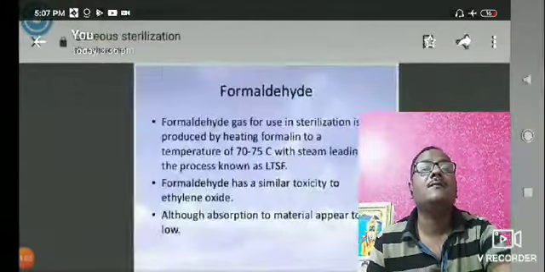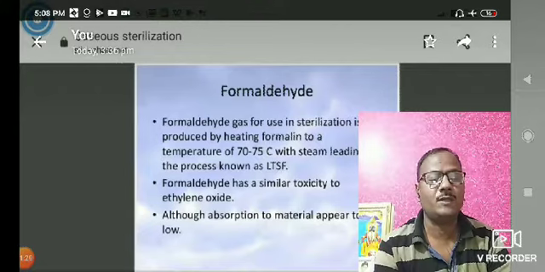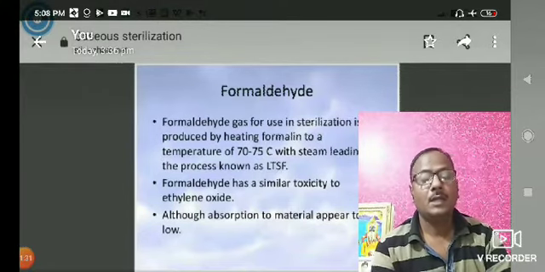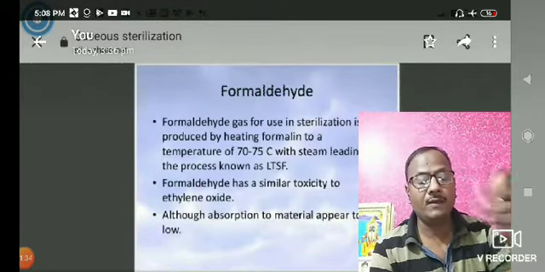Apart from that, we can also use another chemical agent, beta propiolactone. This is also one of the important gaseous sterilizing agents we can use to sterilize air and kill air microbes. It is a good gaseous sterilizing agent with a wide spectrum of antimicrobial activity, and it is sporocidal, fungicidal and virucidal.